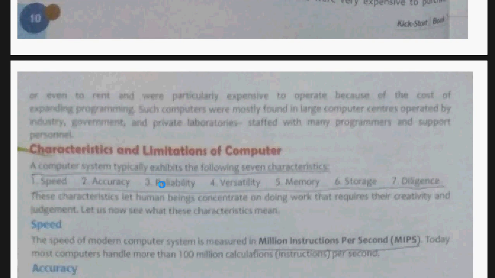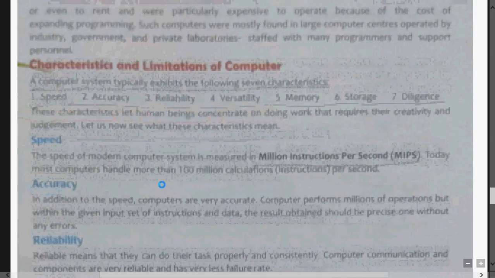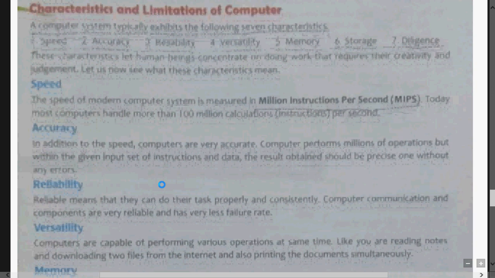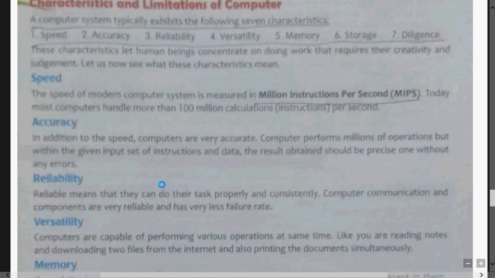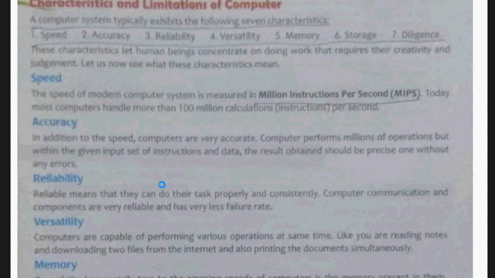Why do we use computers? What are the characteristics of a computer? There are 7 main characteristics given in your book. The first one is speed. Computers can work at very high speed. It can process millions of instructions per second, MIPS. That's why it's called the microprocessor. In other words, we can say the computer can do hundreds of millions of calculations in 1 second.